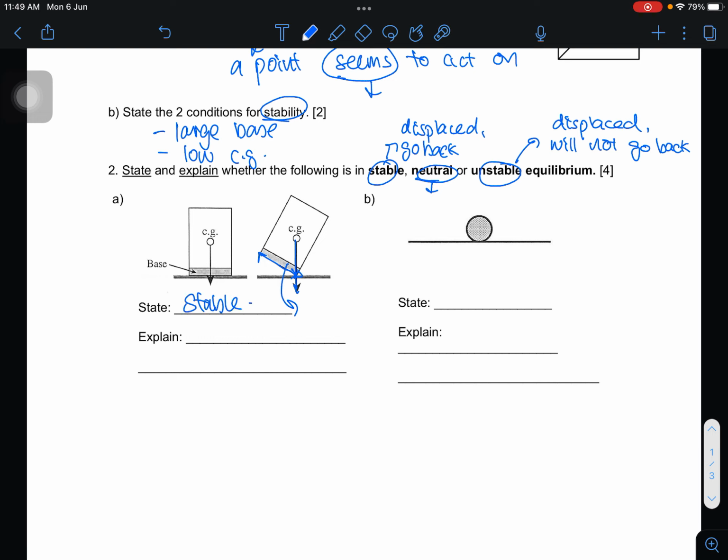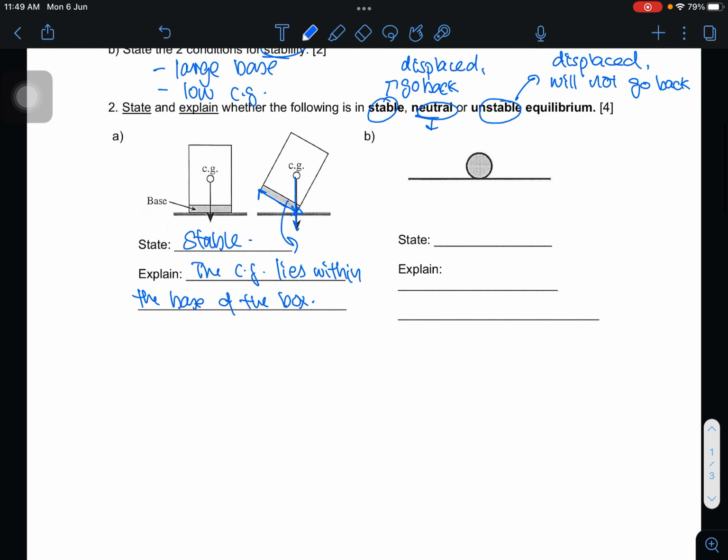Explain. The CG lies within the base of the box. Very simple. Of course, if you want to go one step further, explain that the CG will create an anti-clockwise moment that will restore the box back to its original position. That is perfect. Just go ahead and write that.